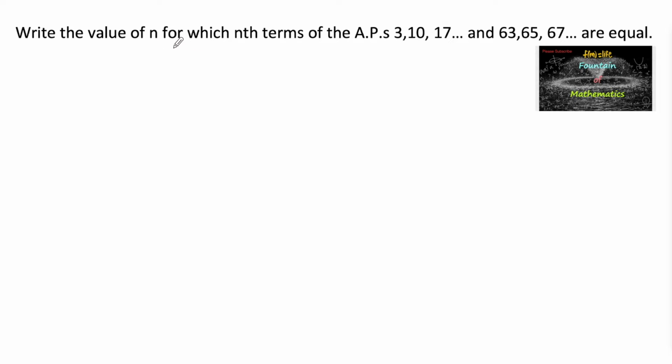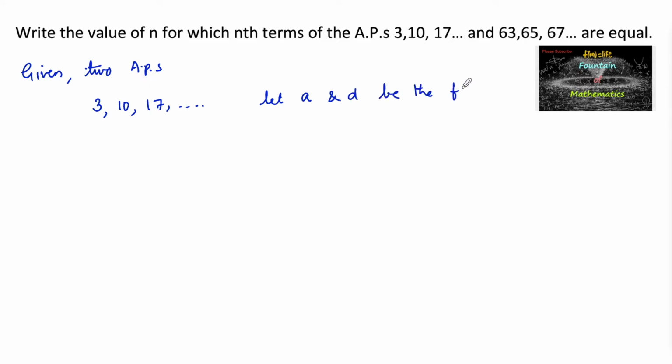Write the value of n for which nth terms of the two A.P.s 3, 10, 17 and so on and 63, 65, 67 and so on are equal. So given two arithmetic progressions, first one 3, 10, 17 and so on. Let us consider a be the first term and d be the common difference respectively.